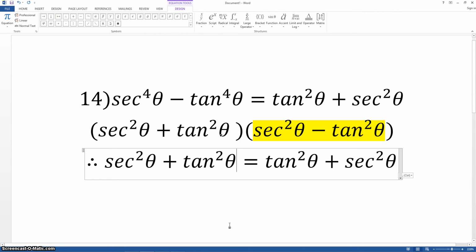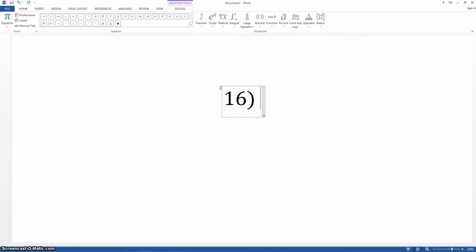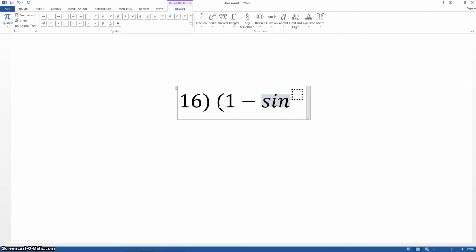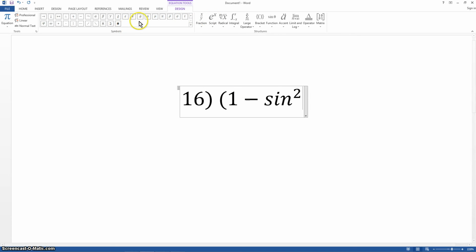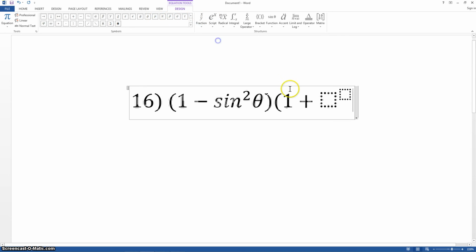Okay, we're going to move on to number 16. All right, so number 16, let me go ahead and type that out. One minus sine squared of theta times 1 plus tangent squared of theta.